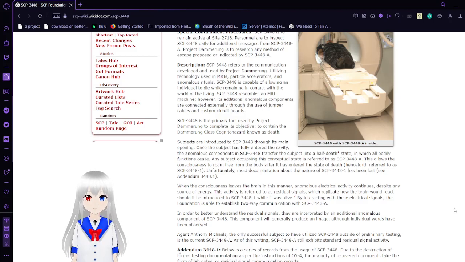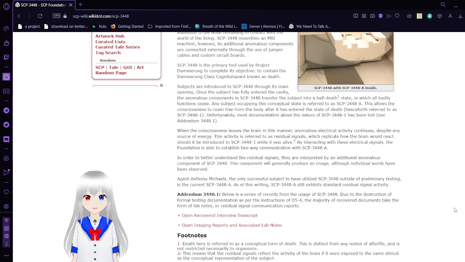SCP-3448 is the primary tool used by Project Dumerang to complete its objective, to contain in the Dumerang class cognitohazard known as death. You should be better at doing this. Anyway.